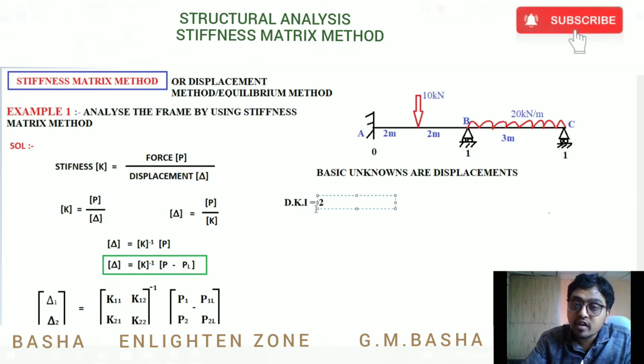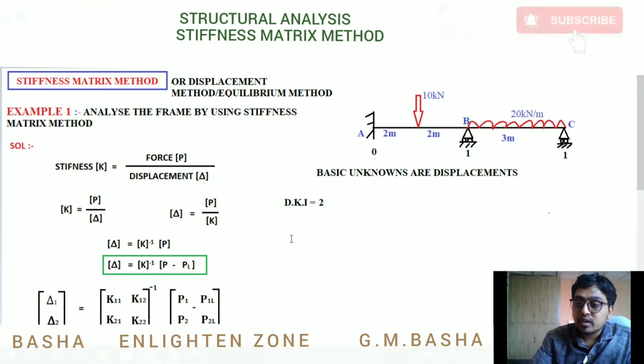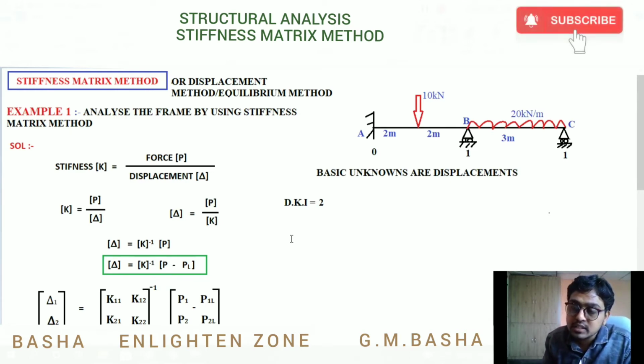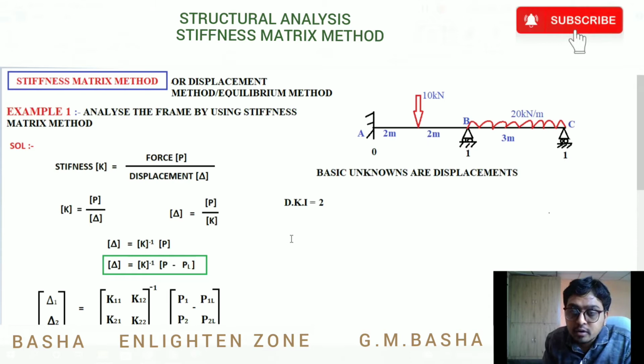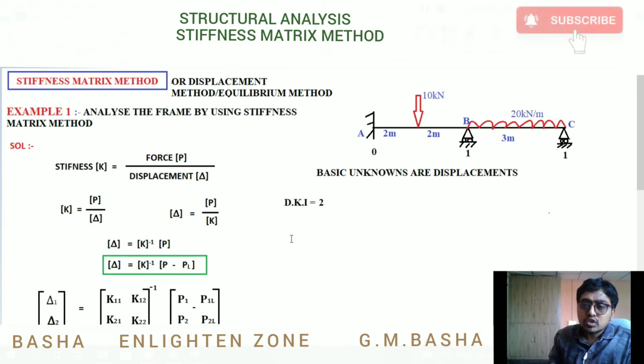If our degree of kinematic indeterminacy is 2, it means you will get 2 by 2 matrices for solving the problem. If our degree of kinematic indeterminacy is equal to 1, you will get a 1 by 1 matrix for solving the problem. If our degree of kinematic indeterminacy is equal to 3, there will be 3 by 3 matrices for solving this problem.